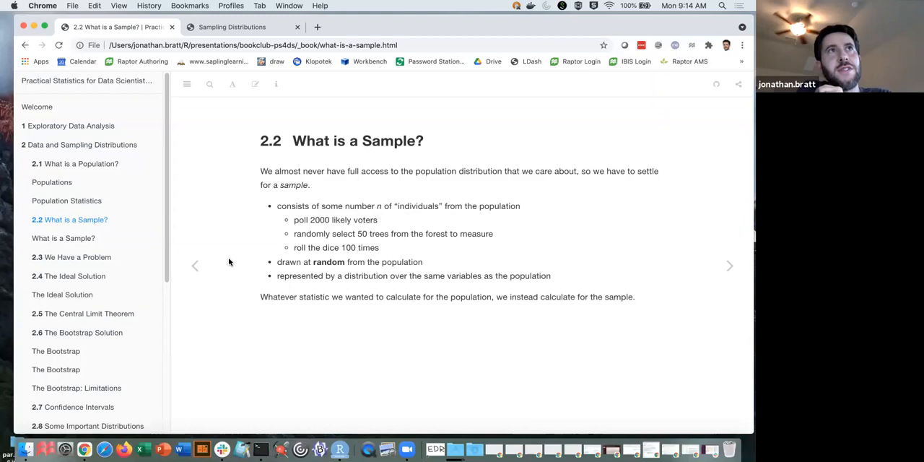So this is kind of the important point here: we can't generally do modeling on the population because all we have is the sample. The population you can think of as this abstract idea. Even if it's concrete, like all the trees in the forest, which in principle we could make a sample that is the population for that case.